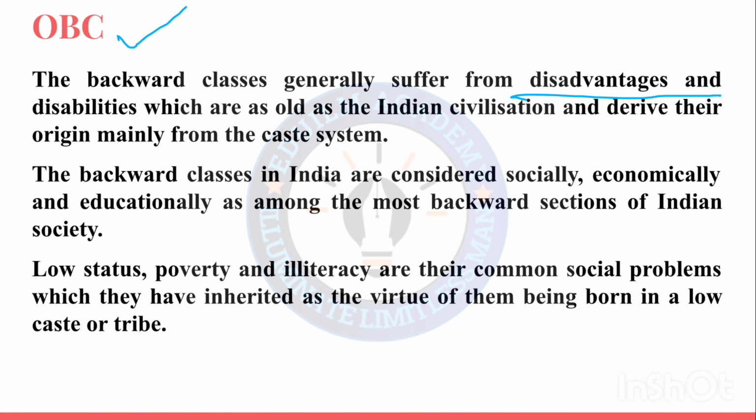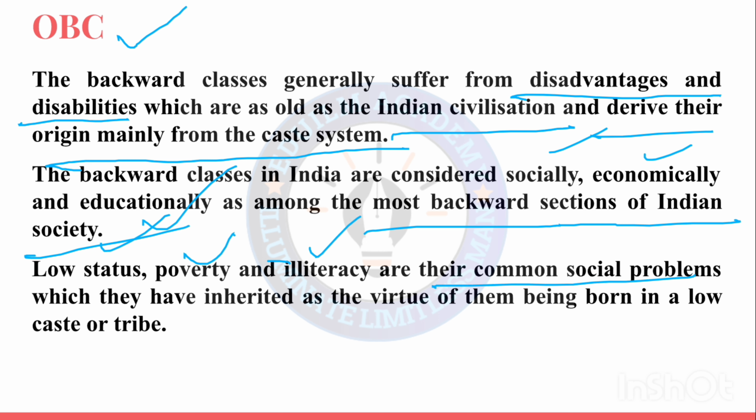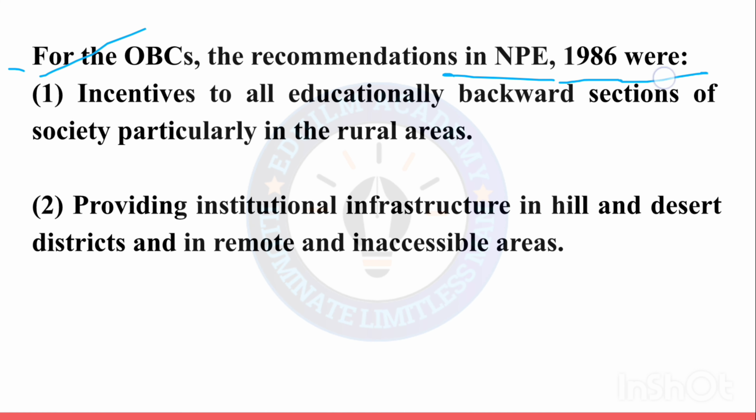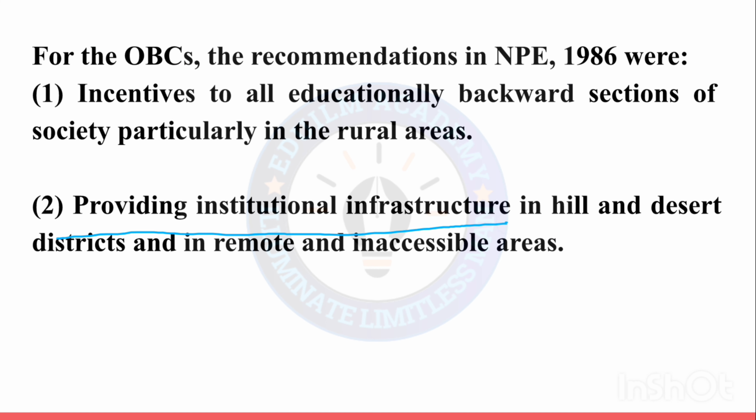Other backward classes generally suffer from disadvantages and disabilities which are as old as Indian civilization and derive their origin mainly from the caste system. The backward classes in India are considered socially, economically, and educationally among the most backward sections of Indian society. Low status, poverty, and illiteracy are the common social problems which they have inherited by virtue of being born in a low caste. For OBC, the recommendations in NEP 1986 were incentives to all educationally backward sections of society, particularly in rural areas, providing institutional infrastructure in hill and desert districts, and providing institutional infrastructure in remote and inaccessible areas.